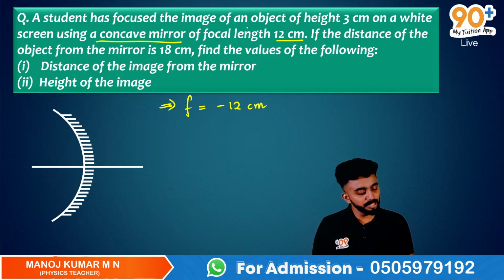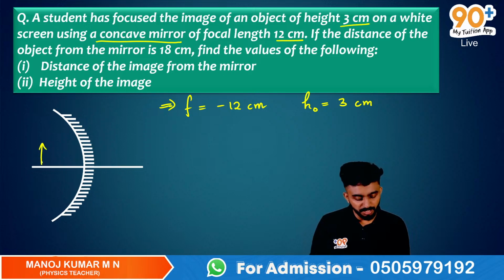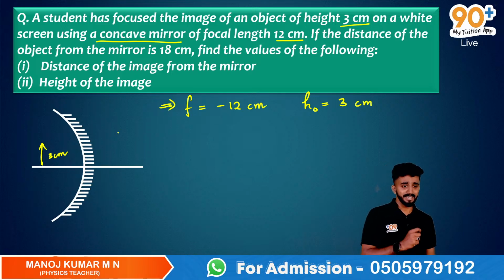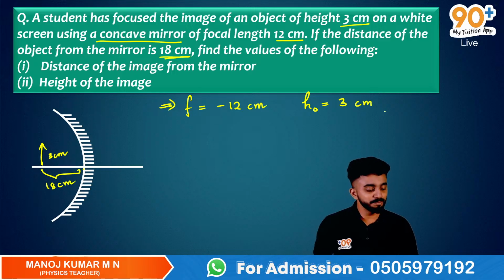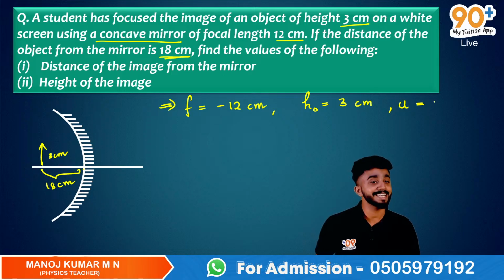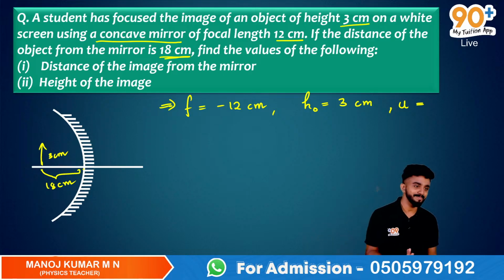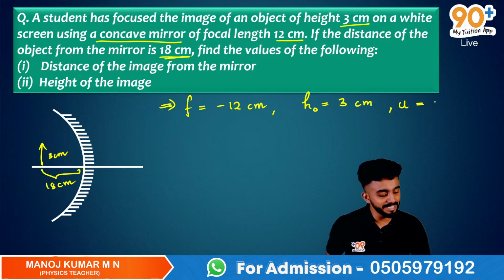And the image of an object of height 3 centimeter, that is height of the object HO is given, that is 3 centimeter. Let's say if I am keeping an object over here, the height of this object is 3 centimeter. Got it? Now, the distance of the object from the mirror is 18 centimeter, that is from the mirror to the object, the distance is none other than 18 centimeter. So object distance U we got already. So what is the value of U? It is 18 centimeter. Guys, is it plus 18 or minus 18? Obviously negative 18 centimeter, right?